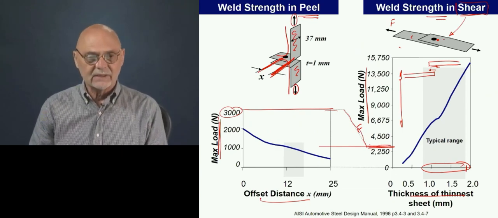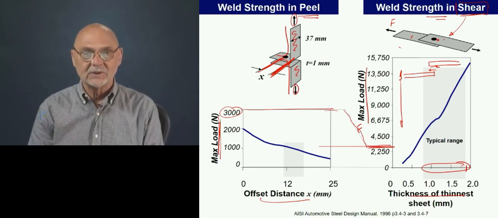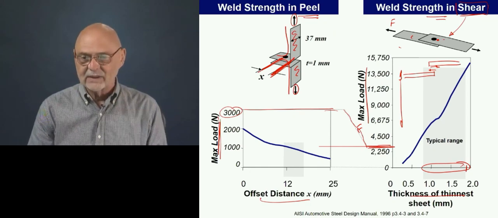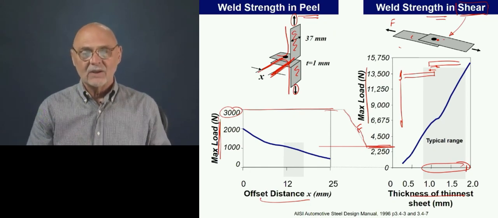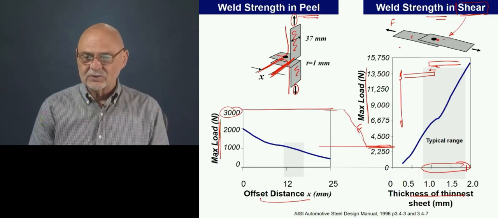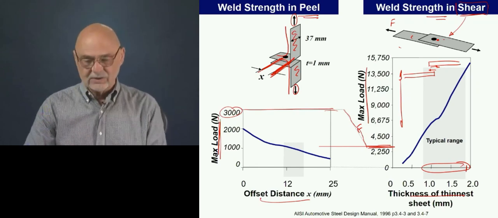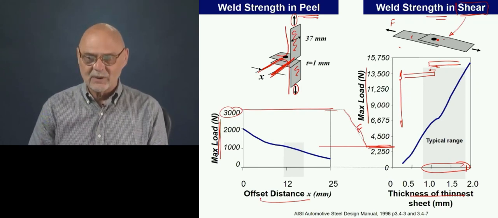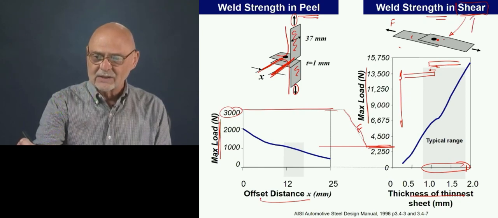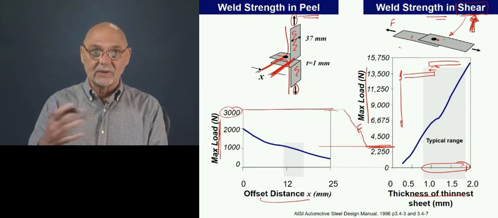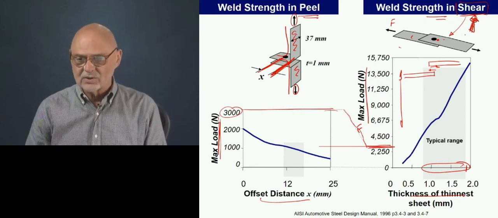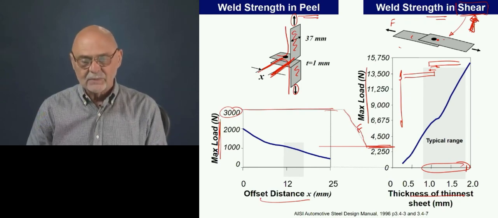So you see that welds in peel are much worse performing than welds in shear. This is one of the very important principles in designing a structure that's going to be spot welded together: try to get those joints in shear. And we'll be looking at some physical ways to do that a little bit later on.